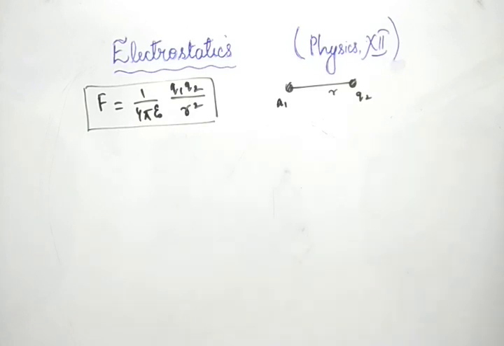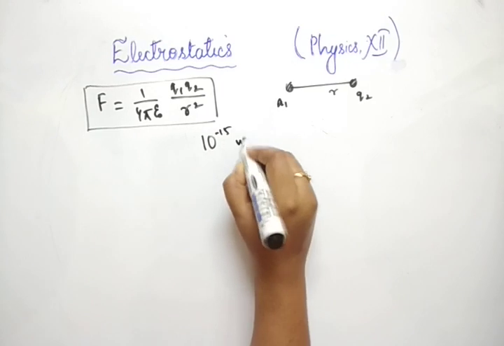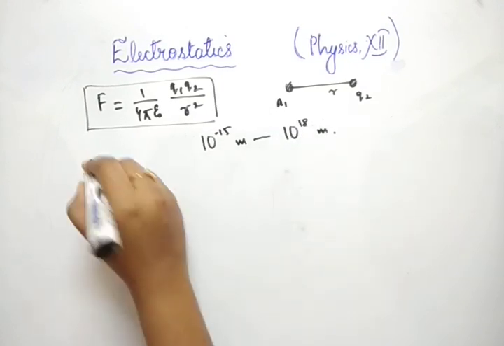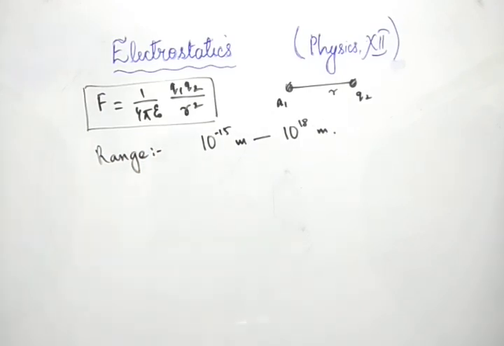So next, what about electric field? Okay, let me add another thing. What is the range of Coulomb force? It can exist from the nuclear range to a range of 10^18 meter. Okay, this is the range of Coulombian force, so you have to remember this. Now let us see what is electric field.